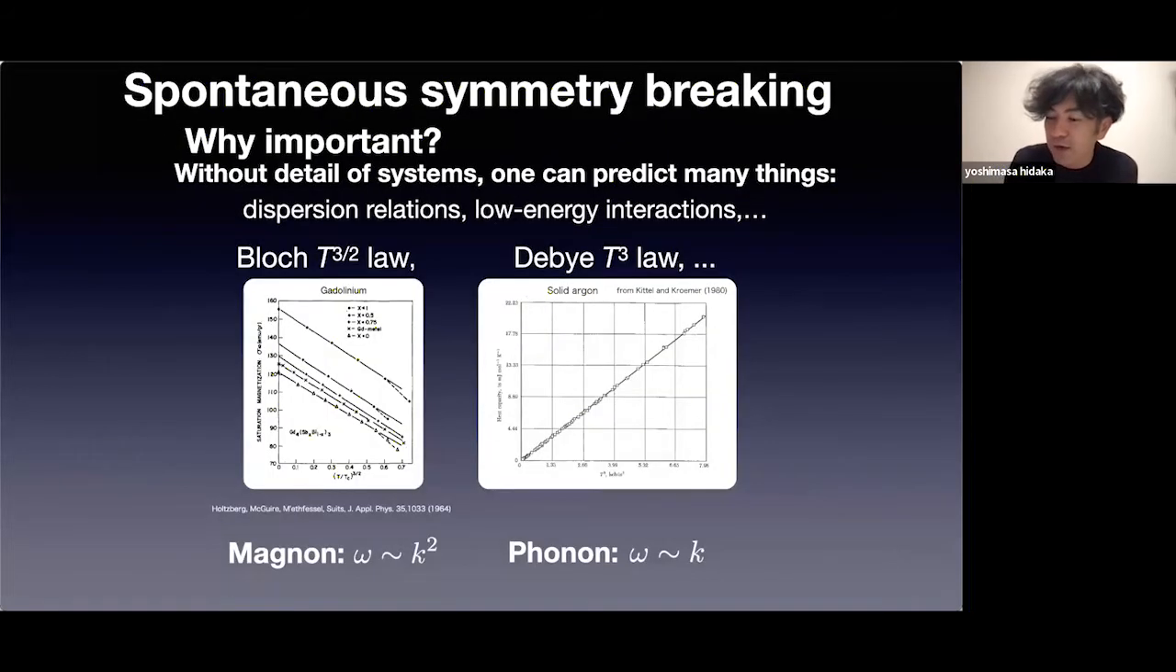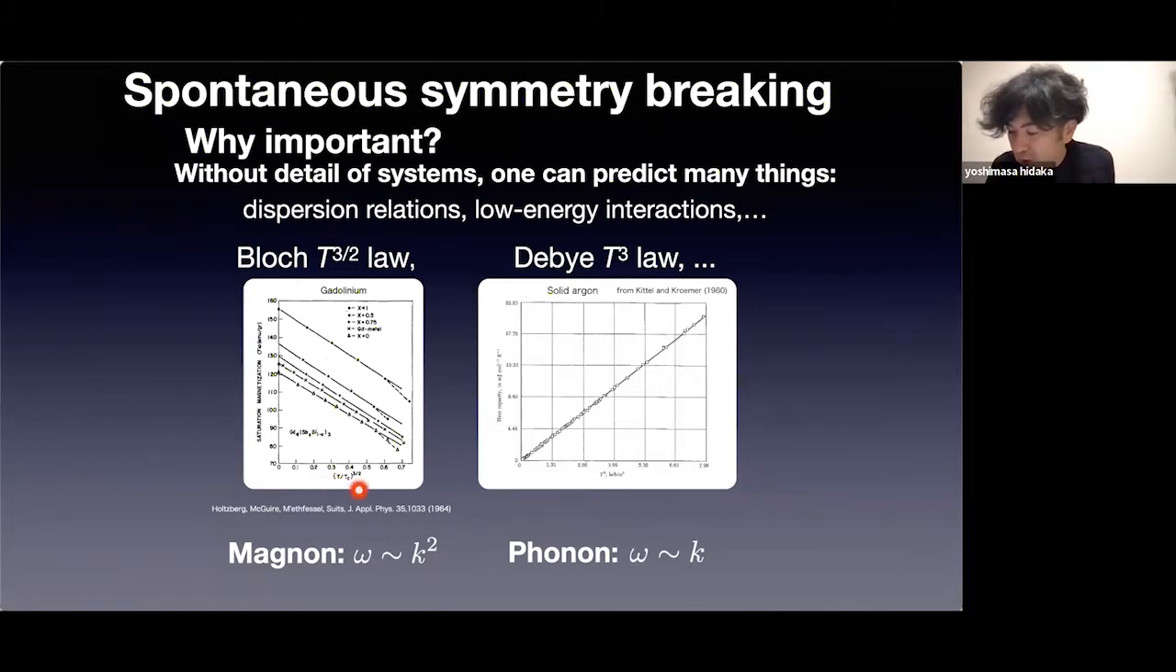So why is symmetry breaking so important? Even if the system is really complicated, if you know the symmetry breaking pattern, then we can predict many things, like the dispersion relation and the low energy behavior governed only by symmetry. Here is an example. This axis corresponds to the magnetization, and this axis corresponds to temperature.